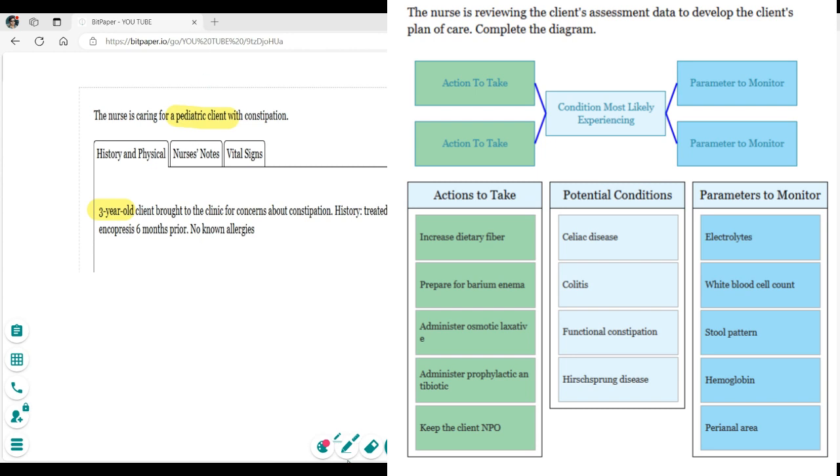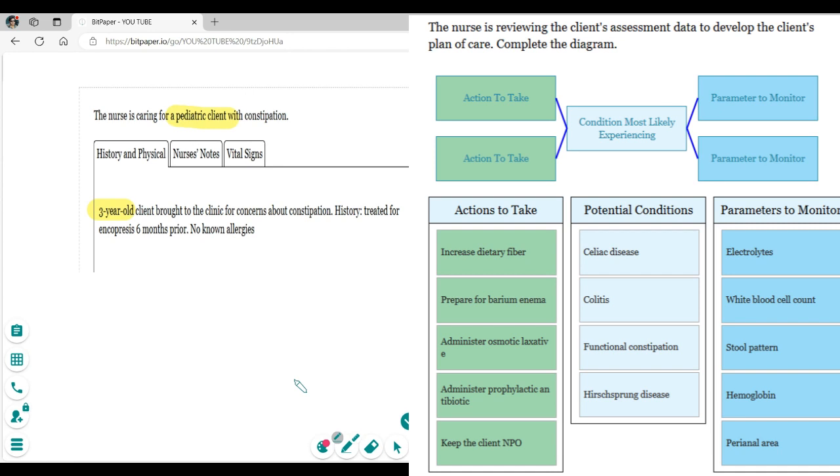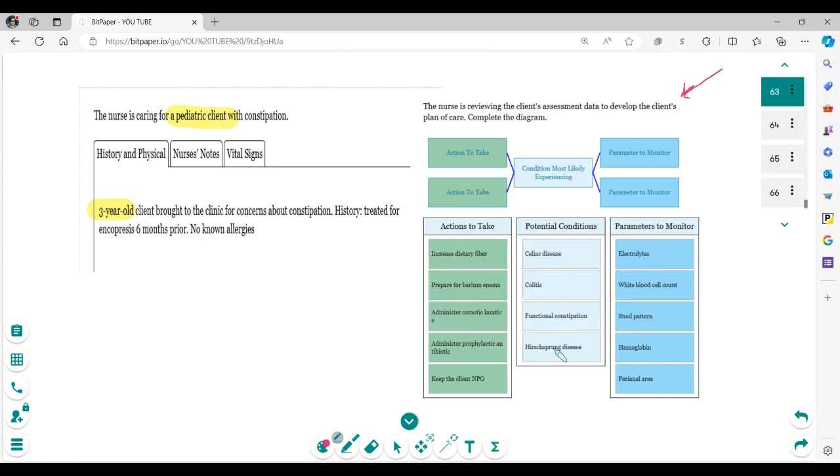Okay, let me go back to my highlighting. So always do that first. So our conditions that we're most likely experiencing, it's either celiac disease, it could be colitis, it could be functional constipation, or Hirschsprung disease. All right, so we know we're dealing with one of these. So as we read, now our brain is already trained to think about what condition is this child potentially experiencing.